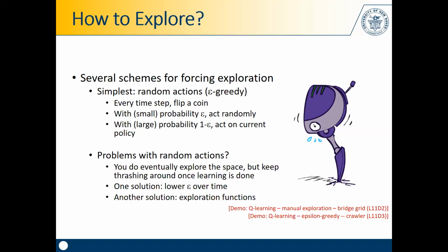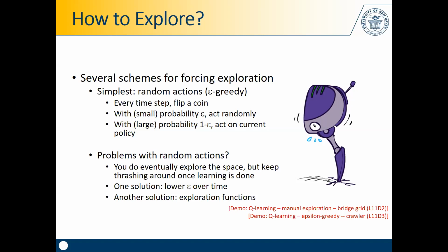What's the idea here? So at every time step, the agent flips a coin. With a small probability epsilon, the agent acts randomly. So the agent chooses a random action from its set of permissible actions to perform. And with a large probability 1 minus epsilon, remember epsilon is a probability, so it's a value between 0 and 1, the agent acts on the current policy.